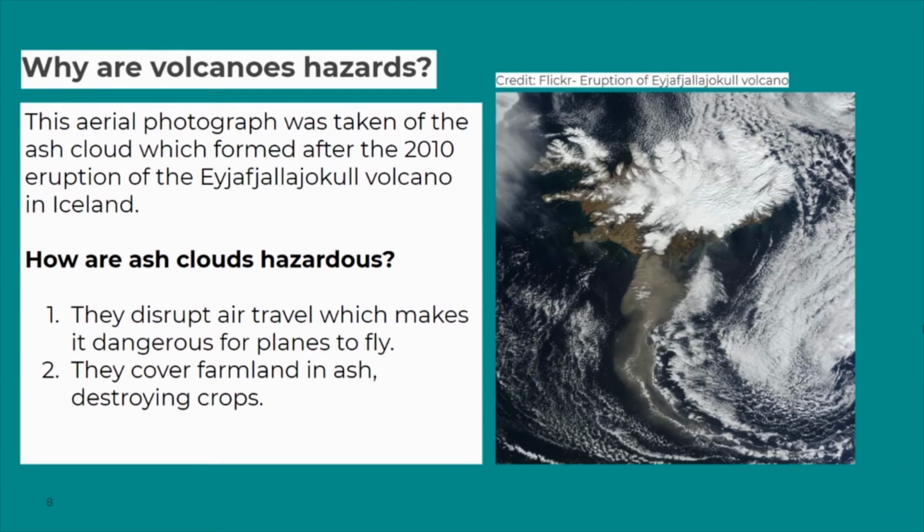And the third problem is this. Sometimes there is so much ash that when it falls on the roofs of buildings, they can actually collapse. The weight of the ash will collapse those buildings. Now, it is definitely worth pausing the video now and taking a note of why volcanoes are hazards and why it is that ash clouds are hazardous. Because whenever you are asked about the processes that relate to constructive plate margins, there's every chance they will then link that to why that then is a hazard for a human being or for human population.